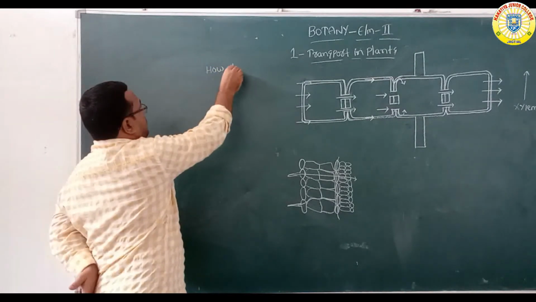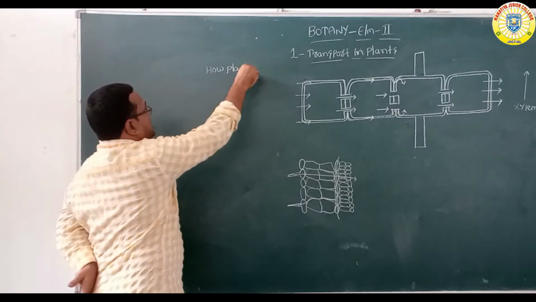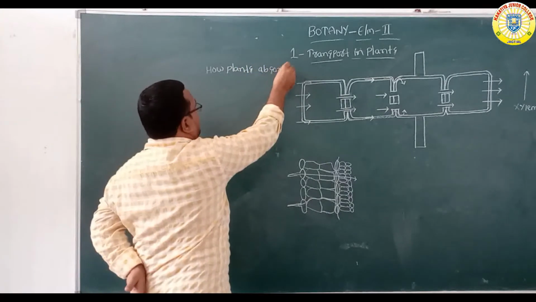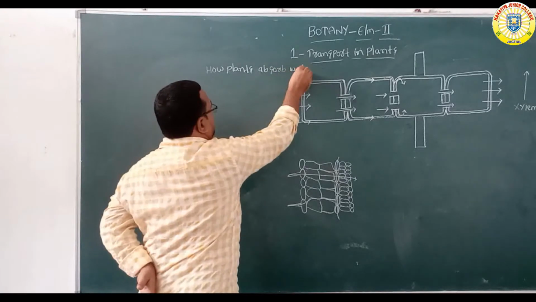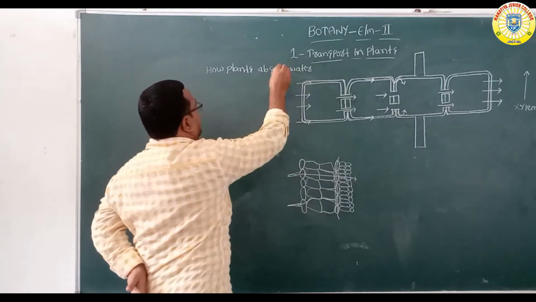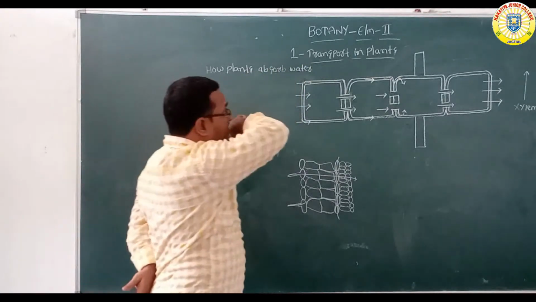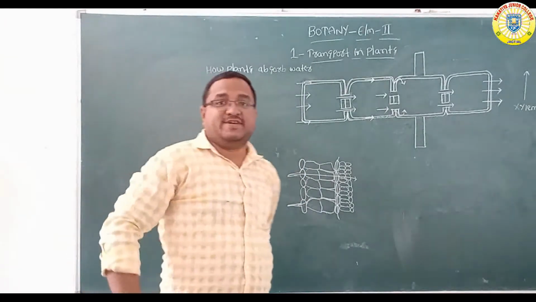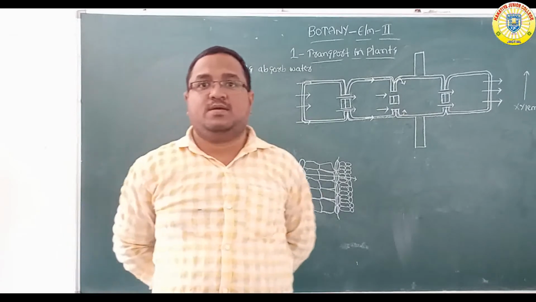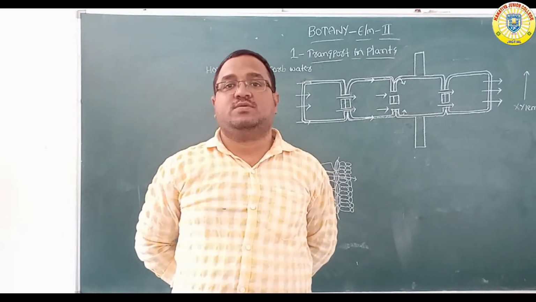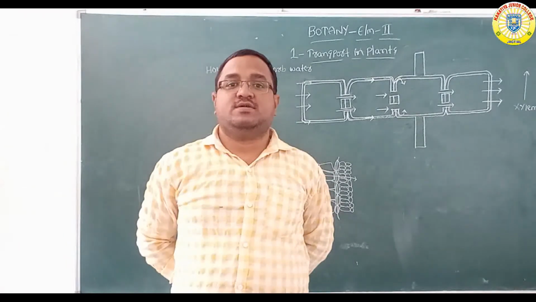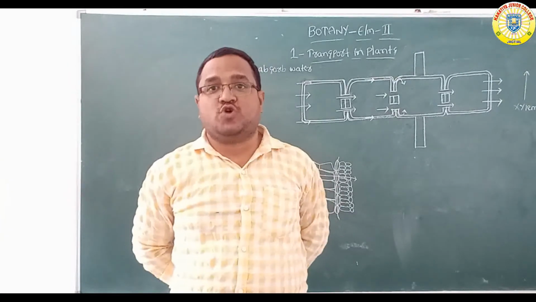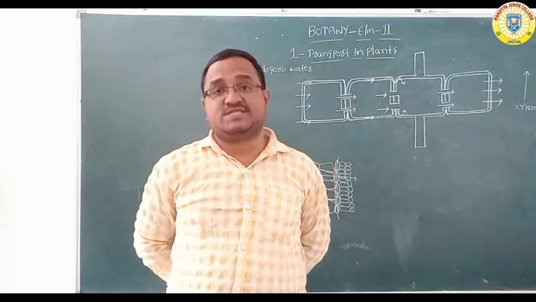How plants absorb water. So already you know that meaning. Water which is present in the soil is absorbed by the roots. Here the roots have tiny microscopic hairs that are called root hairs.